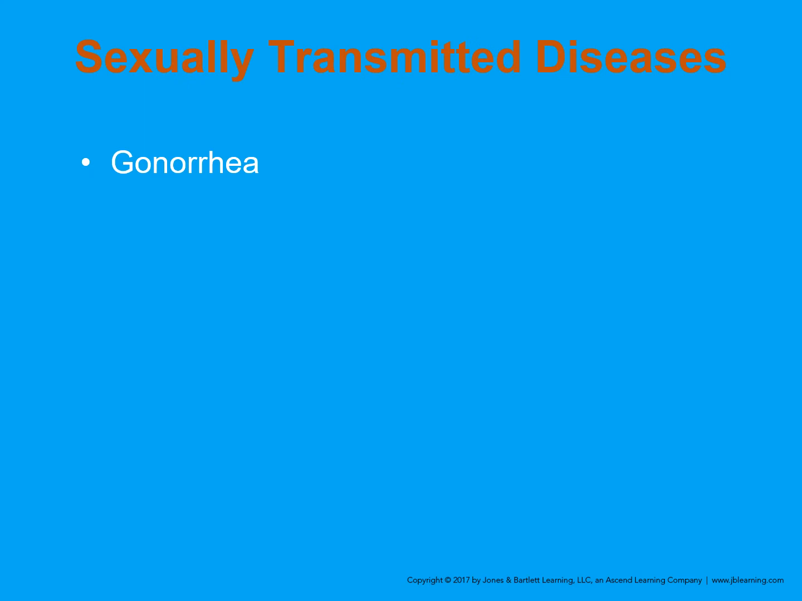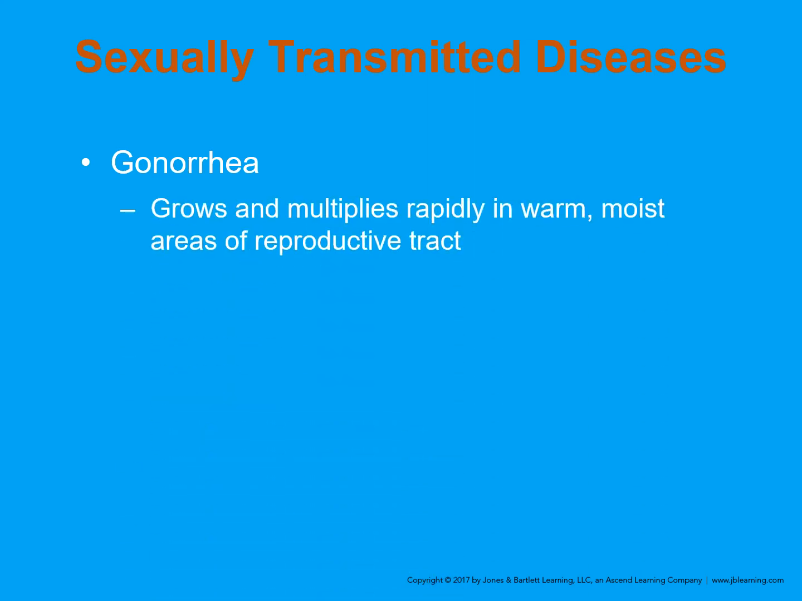Okay, let's move on and talk about some other issues that we see in sexually transmitted diseases. Let's first look at gonorrhea. Gonorrhea grows and multiplies rapidly in warm, moist areas of the reproductive tract. It affects both women and men, and it can be spread by oral, anal, or vaginal sex.